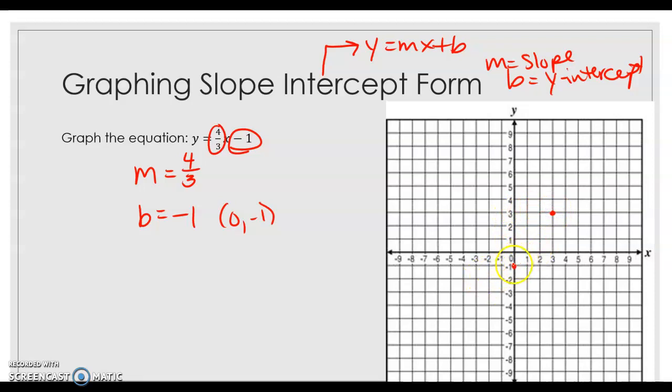Oops, my -1 disappeared. I can also go the opposite. So the opposite of up and right would be down and left. So I can go down 1, 2, 3, 4, and left 1, 2, 3. And that's my third point. And then I do my best to draw a straight line through. Hey, that's one of the best ones I've done on a video.